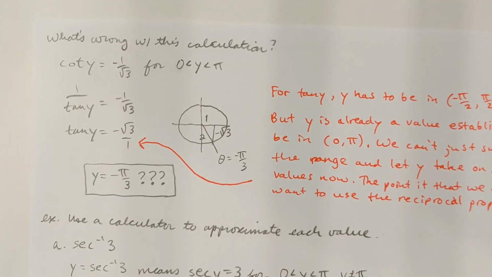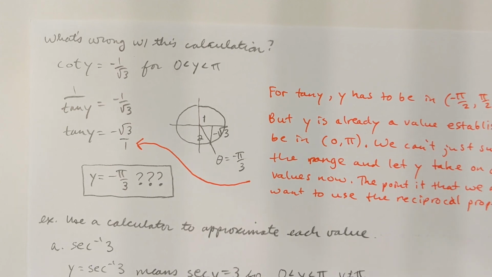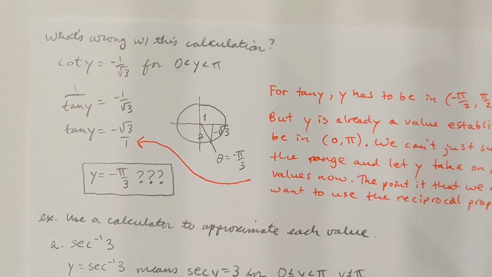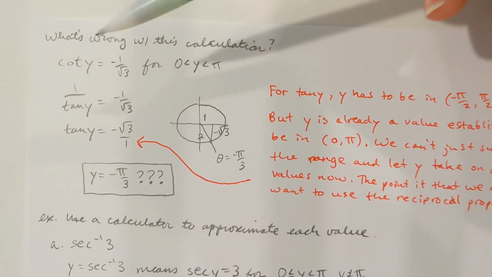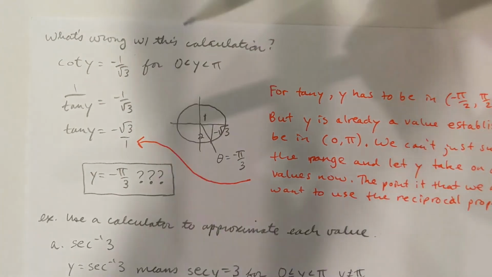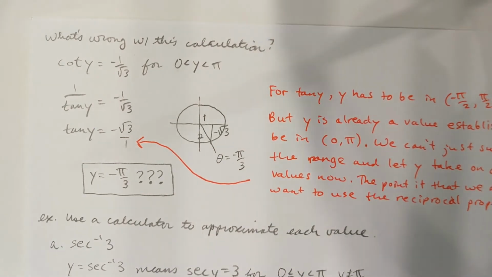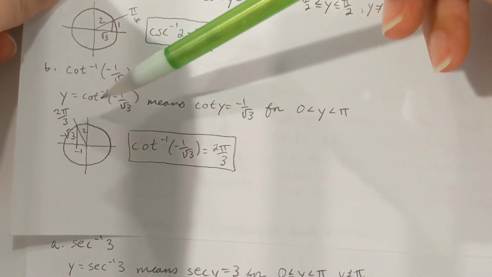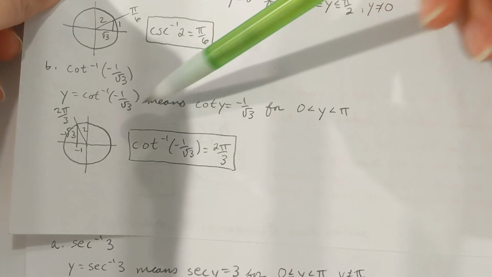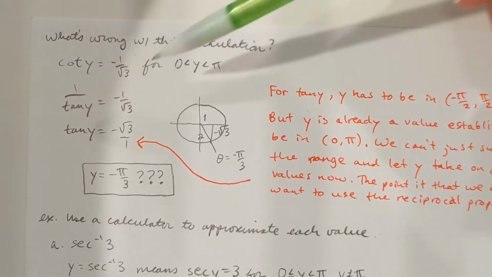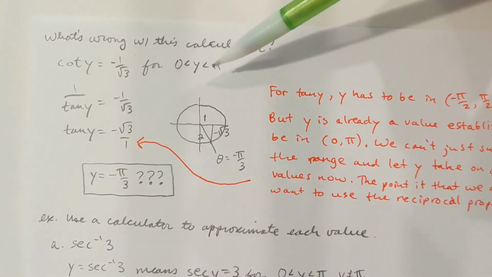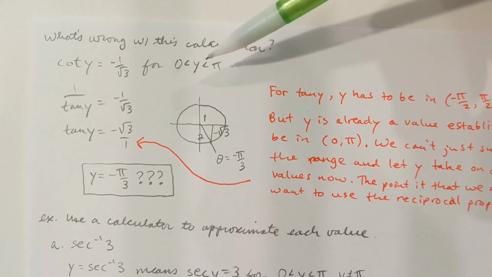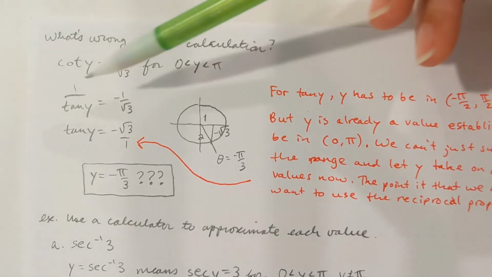Okay, now on the next page, I've got this calculation again, the same one, but I've miscalculated. Okay, what's wrong with the calculation? Well, I have y equals cotangent inverse of negative 1 over root 3. That means that cotangent of y is negative 1 over root 3, and for the condition that y is between 0 and pi.